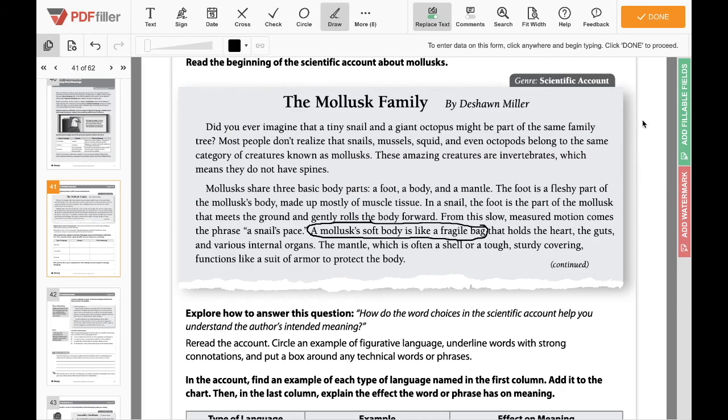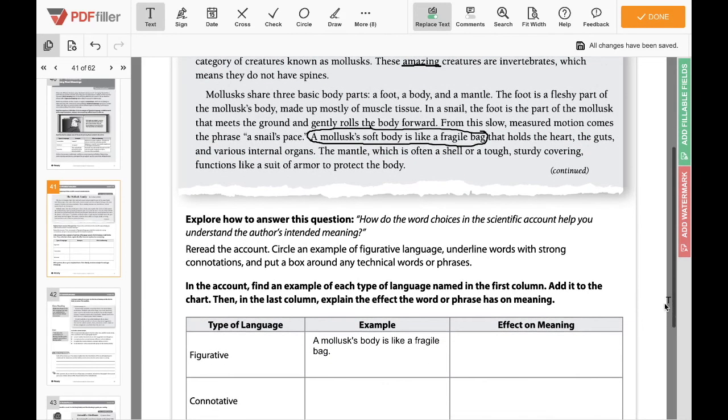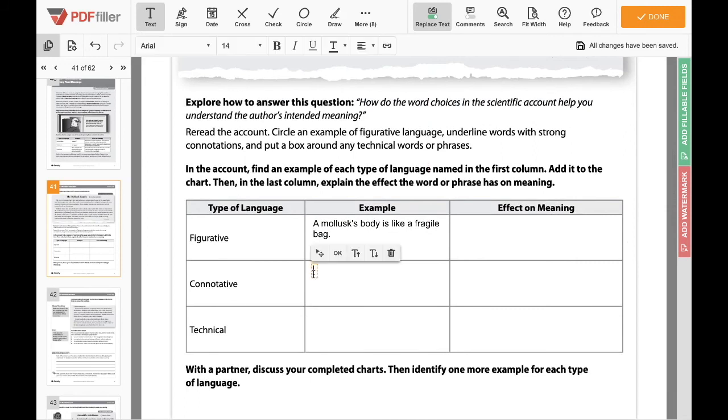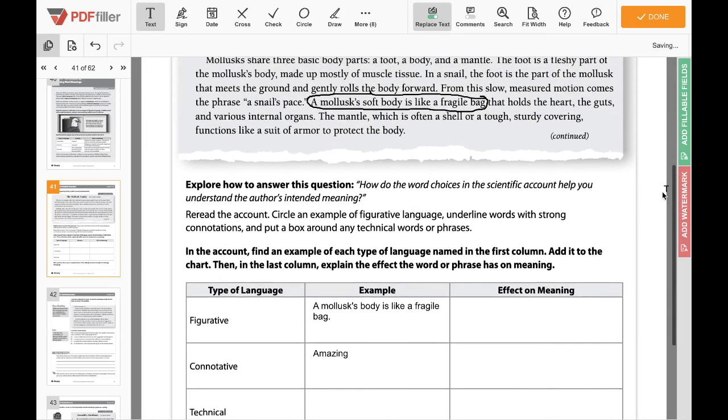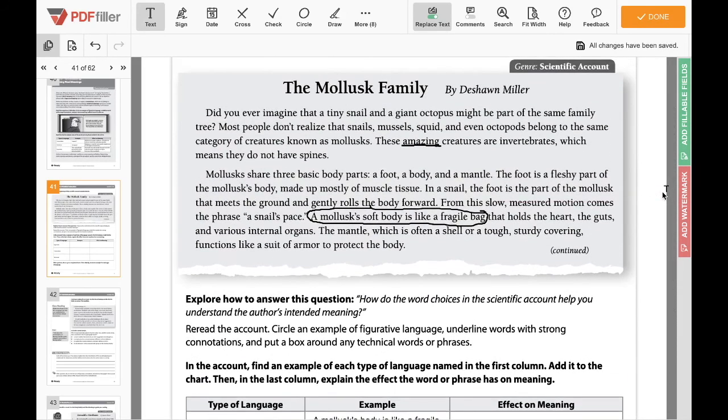Did you ever imagine that a tiny snail and giant octopus might be part of the same family tree? Many people don't realize that snails, mussels, squid, and even octopods belong to the same category of creatures known as mollusks. These amazing creatures are invertebrates, which means they do not have spines. Okay, so amazing. Is that a negative word? No. Is it a neutral word? No. We can tell that that person obviously has a positive viewpoint on these creatures, right?